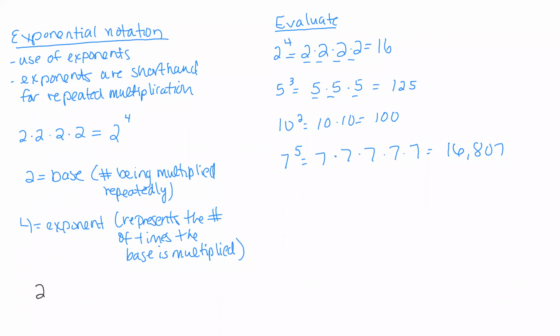So one thing that I really want to make clear, when you're dealing with exponential notation, for example, if we go back to this original example of 2 to the 4, this does not equal 2 times 4. It equals 2 times itself 4 times, okay? So be on the lookout for that.